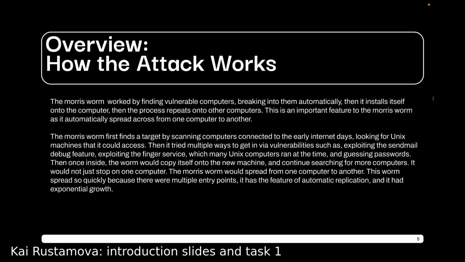The Morris worm worked by finding vulnerable Unix machines, breaking into them, copying itself, and repeating the process. Historically, it used multiple entry points, including the sendmail debug feature, the finger service, and password guessing. The important idea is that it did not stop after one machine. Once it reached a new system, it continued searching for more targets, which caused the fast growth.